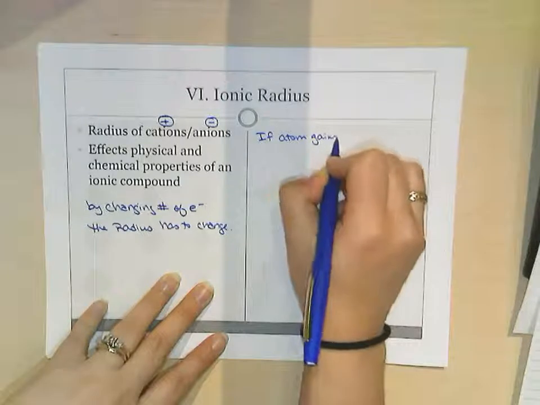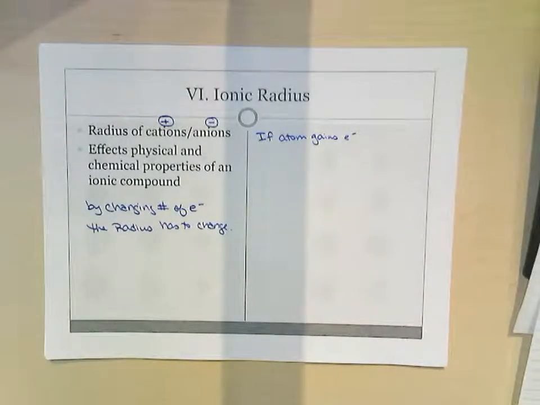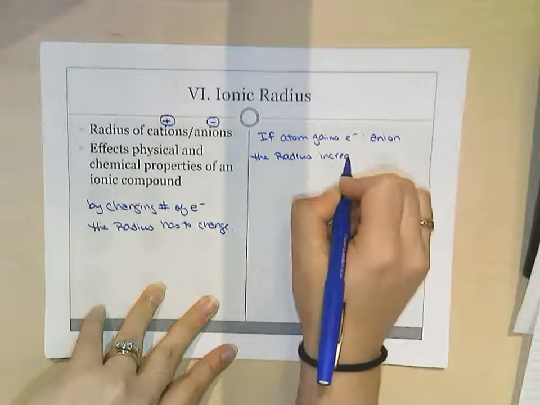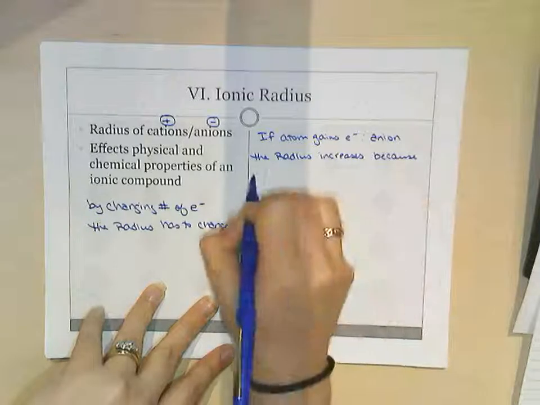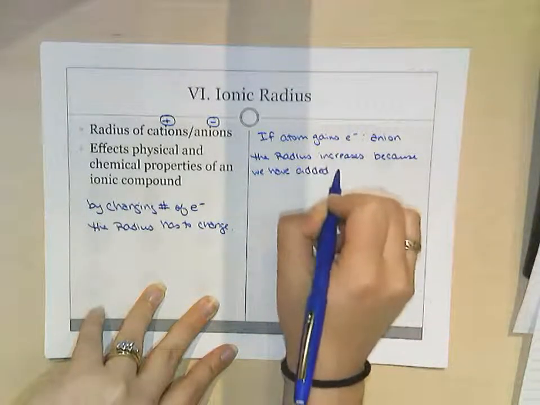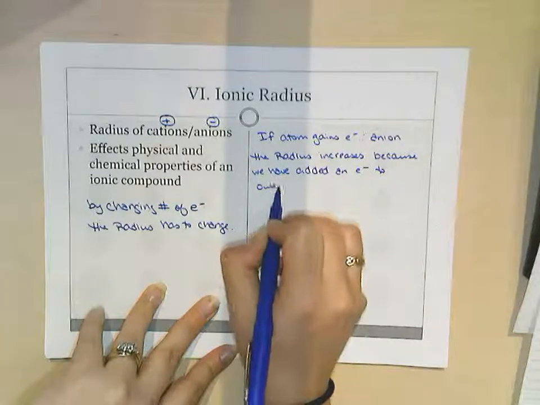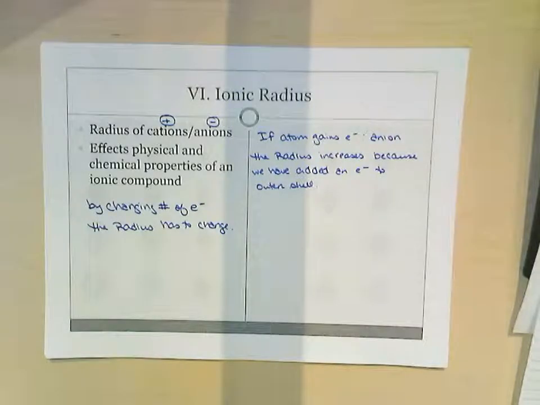All right, so let's say an atom gains an electron. Is that a cation or an anion? Anion. If I've added an electron, would you expect the radius to be bigger or smaller, if I put one more electron in there? So the radius increases because we've added an electron to that outer shell. Physically, there's more electrons, so we make the space bigger to have all of them.